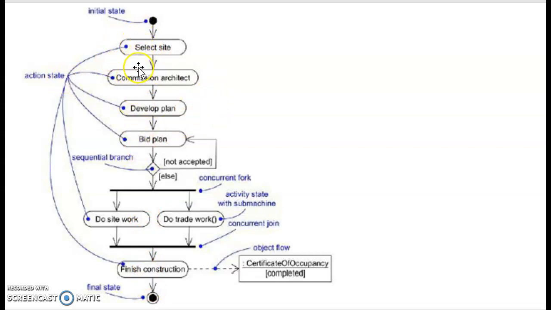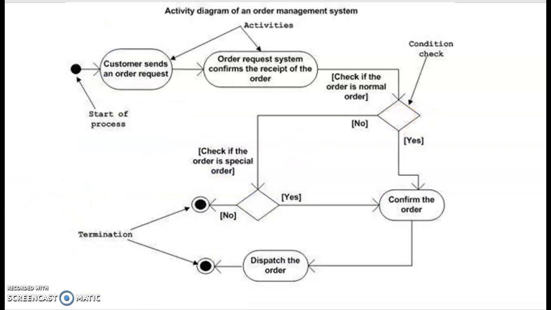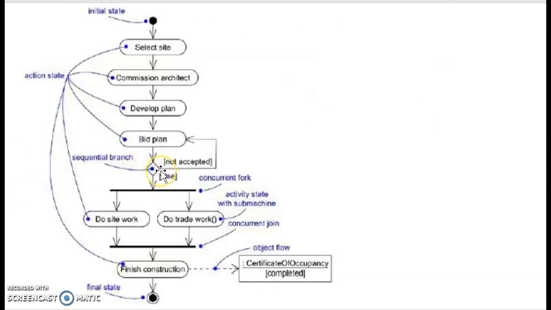So these are all the action states, shown in ellipses, or activities we can say. Now there is something called branching, which is shown in the diagram based on a condition. Just now what we have seen in the diagram is called branching. Branching is carried out depending upon the condition, so do site work or do trade work. And then we have the object flow. Concurrent join and concurrent fork are provided. Now let us see what is meant by fork, join and object flow.